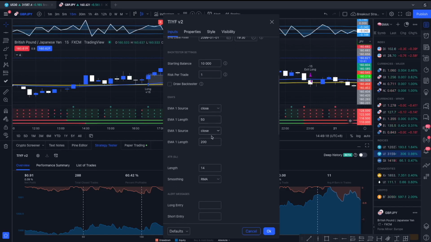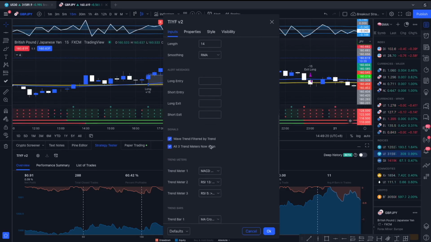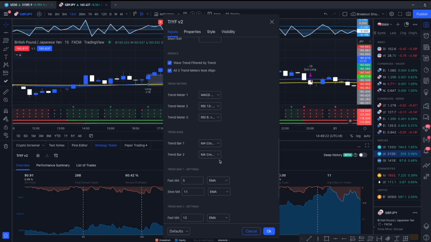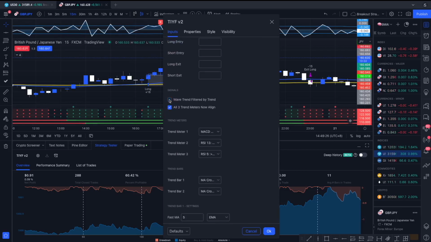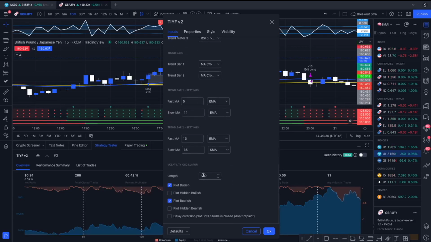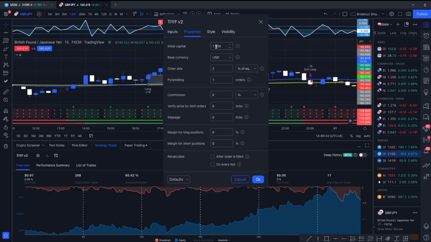And we're using a 50 and a 200 EMA. Those are all the trend meter settings. We are disabling wave trend filtered right here. And the volatility oscillator is at the length of 100. We are having an initial capital of $1,000 and we are risking 2% of our equity on every order.